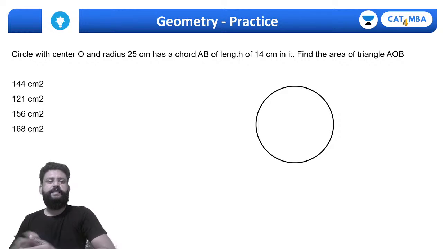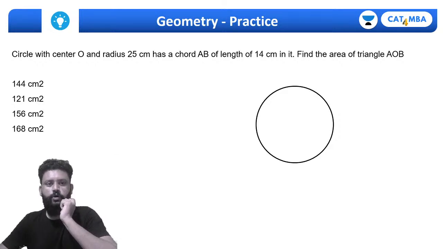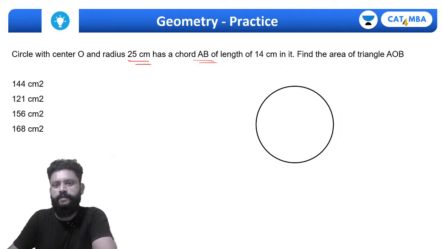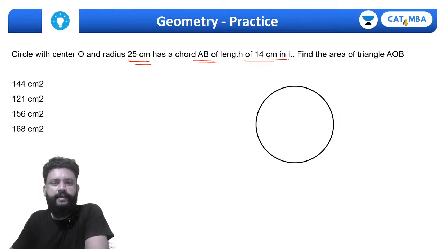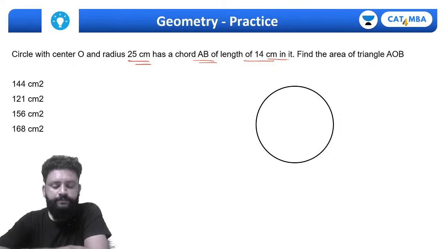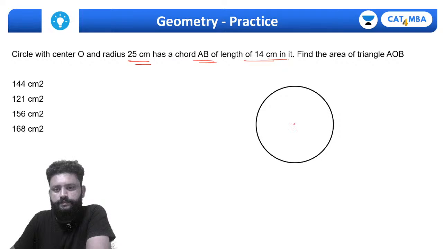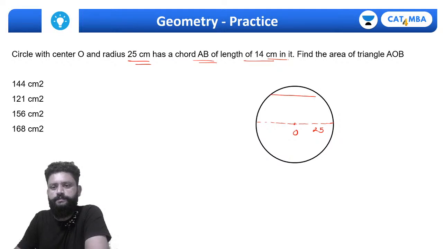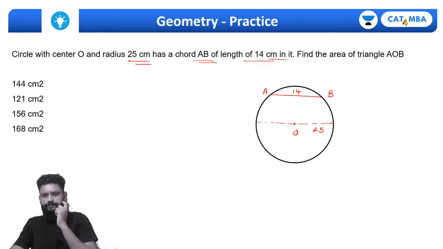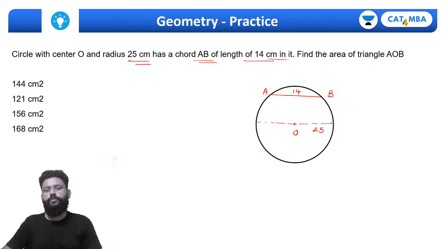Sorry. Try this one. A circle with center O and radius 25 centimeter has chord AB of the length 14 centimeter in it. Find the area of the triangle AOB. Again, an easy question. Think about it quickly. Any answer, Shivam? Circle with center O and the radius 25 has a chord AB, which is 14 centimeter. And we are supposed to find the area of the triangle AOB.